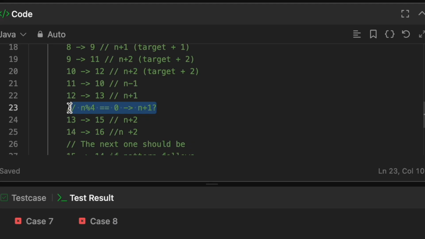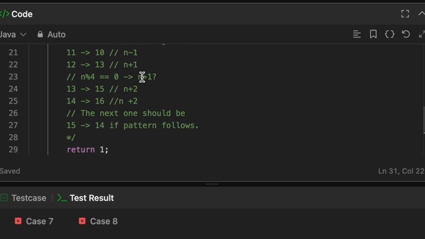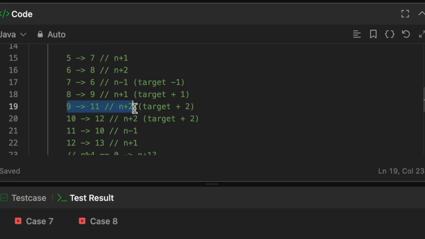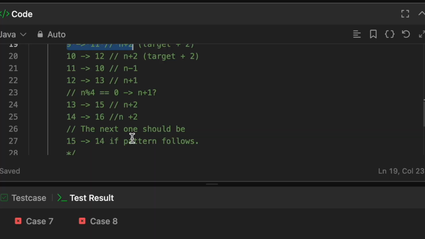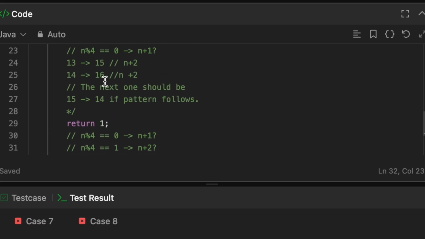Since we've established that this pattern we see is in groups of 4, we're going to have to do a modulus 4 operation on whatever the target value is. And then we have to map it to its corresponding pattern that we see. So for divisible by 4 elements, we can see that the return value is n plus 1. But for elements with a remainder of 1, the return value is n plus 2. With a remainder of 2, the return value is still n plus 2. And finally, with a value of 3, the return value is n minus 1.